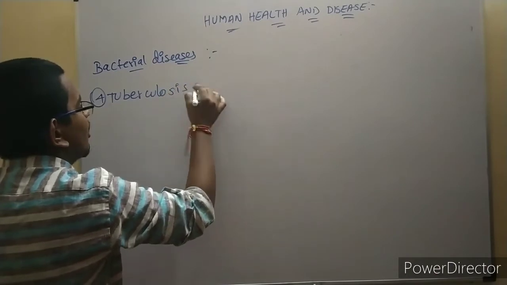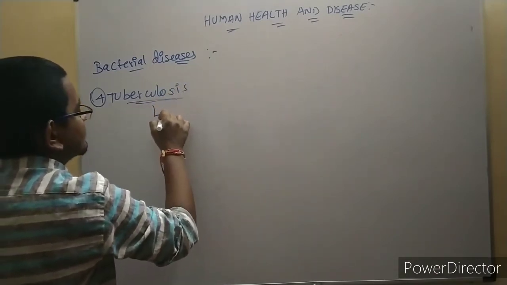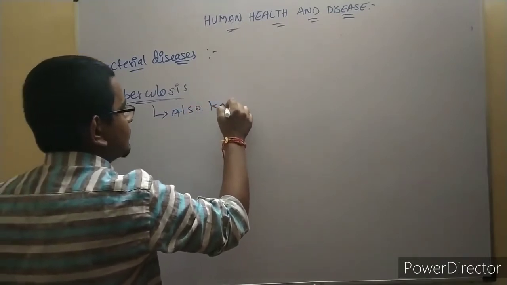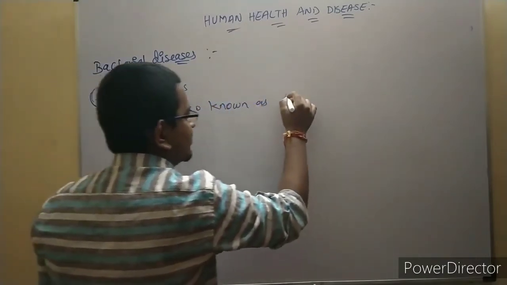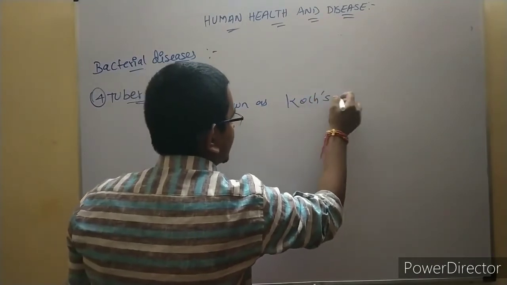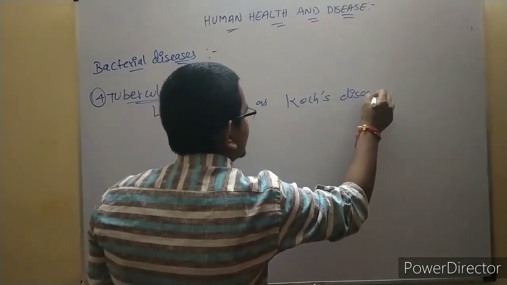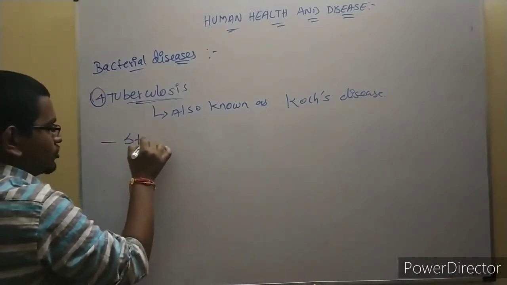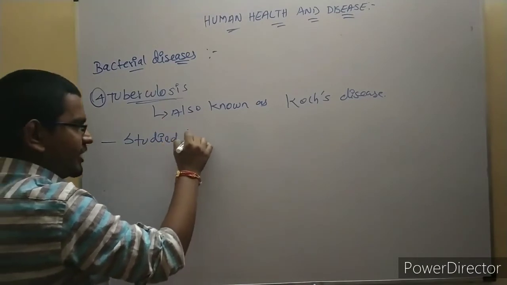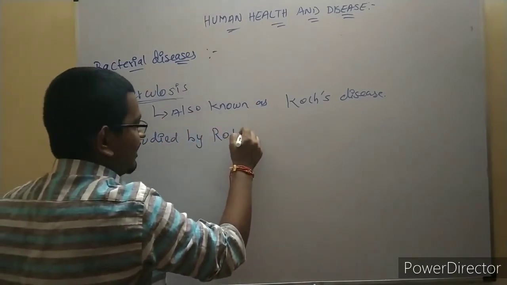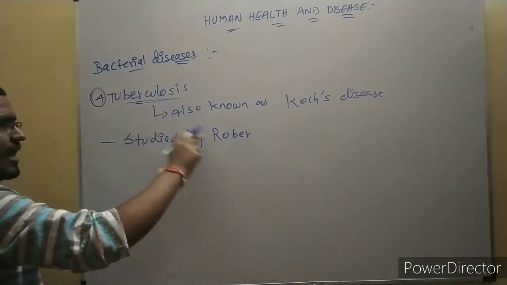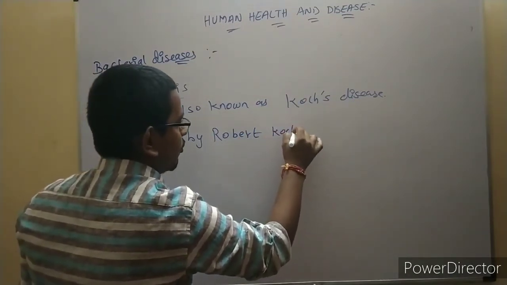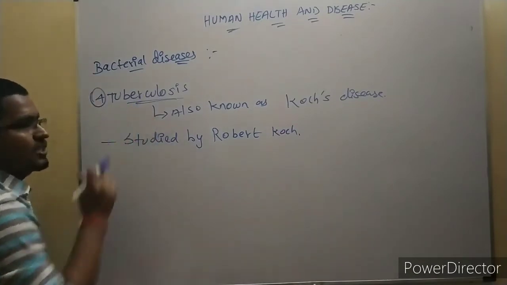Tuberculosis, also known as Koch's disease. Why is it known as Koch's disease? Because tuberculosis was studied by Robert Koch. That's why we call tuberculosis Koch's disease. Right? Robert Koch. Okay. What is the causative agent for tuberculosis?